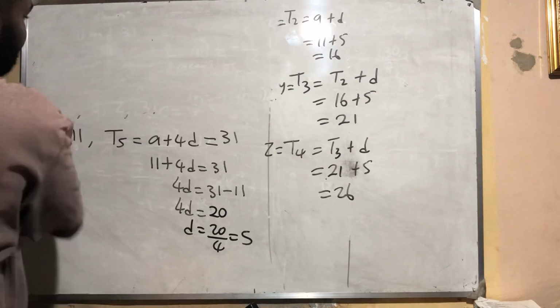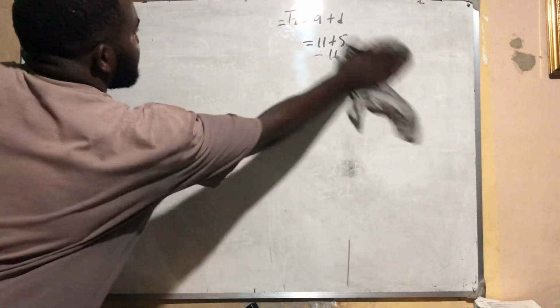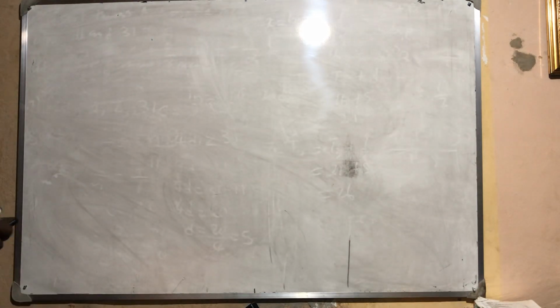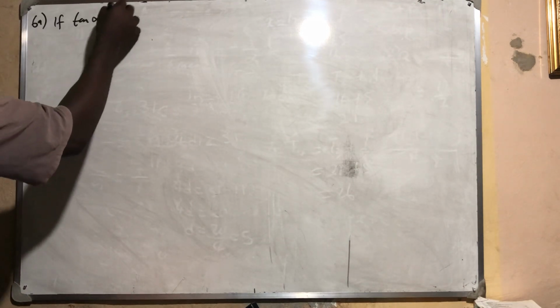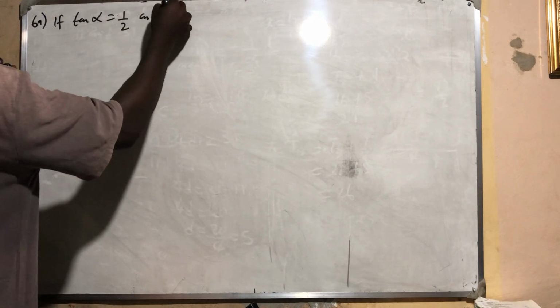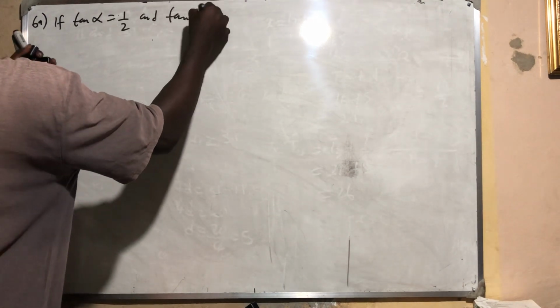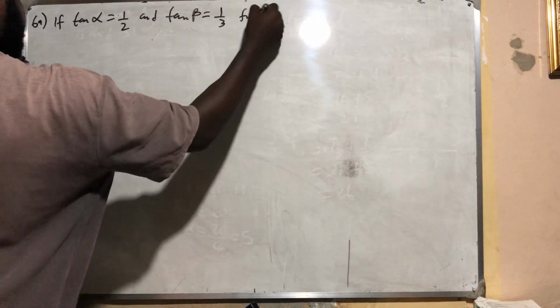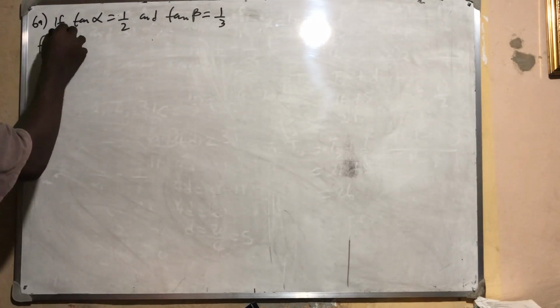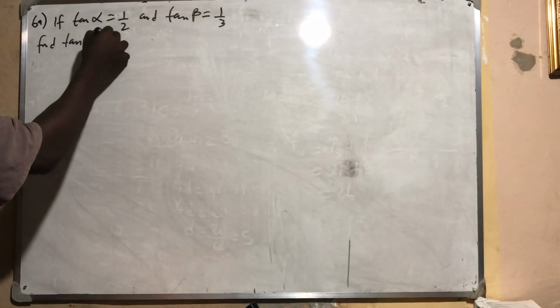Very, very simple. Okay? So let's move to the last question, which is question number 6. Question number 6a said, if tan alpha is 1 over 2 and tan beta is equal to 1 over 3, then find tan alpha plus beta.